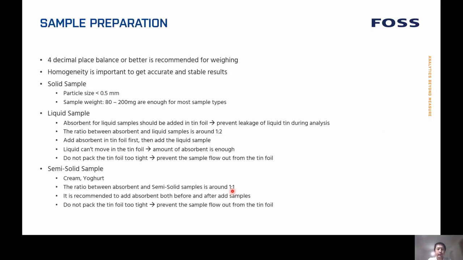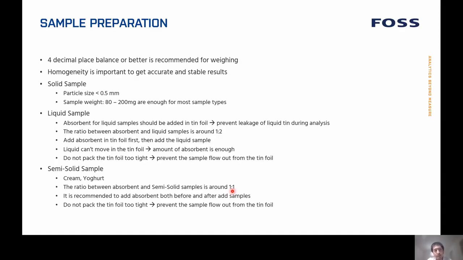Then we go to the part on sample preparation. Usually we say a 4 decimal places balance is fine for the weighing, or you can choose a better one with 5 digits or 6 digits. Also when you do the preparation, it's very important that you have a homogenized sample. If it's not homogenized, you cannot get a very accurate or stable result.